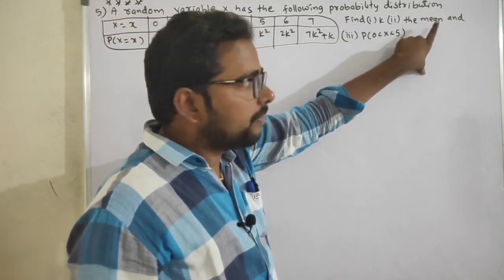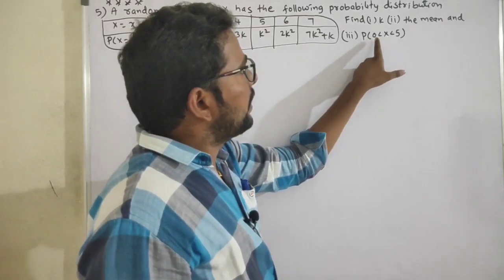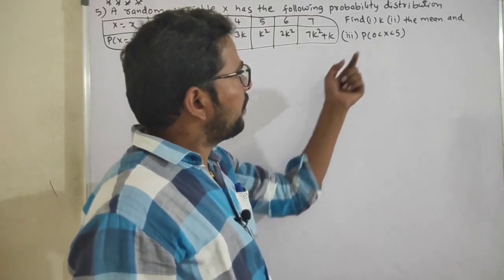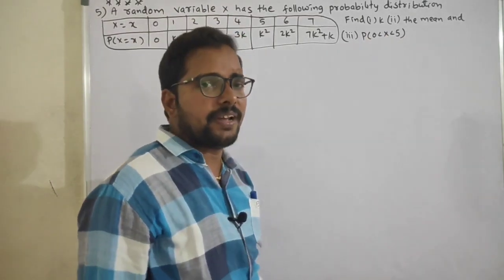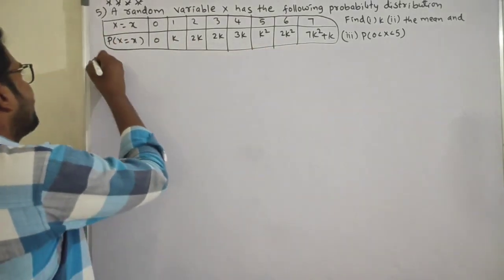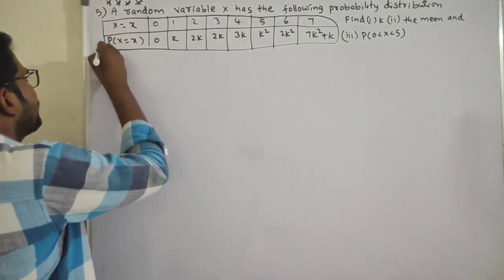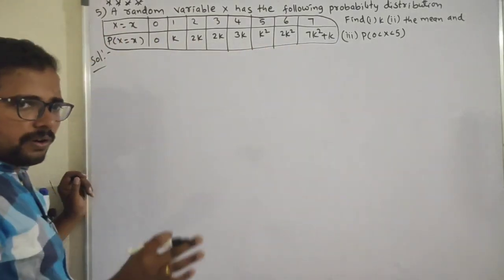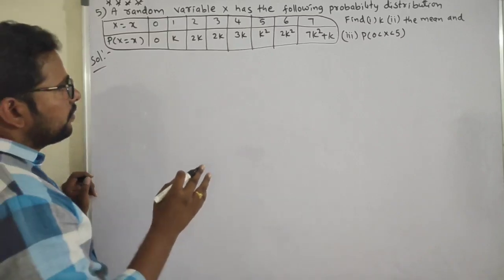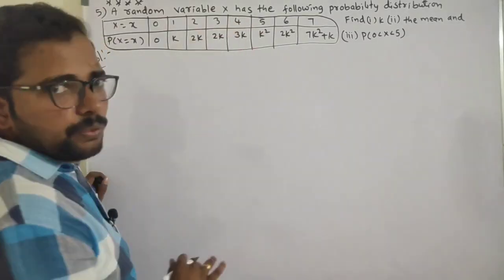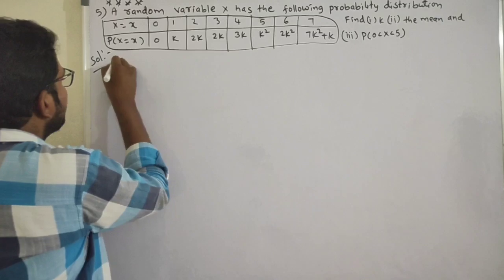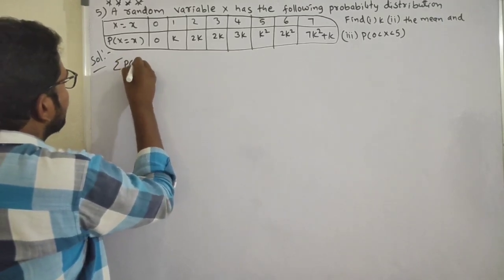We have to find the mean value, and P of 0 less than x less than 5, the probability of 0 less than x less than 5. So first we have to find the k value. We know one condition. What is the condition? The sum of all probabilities of all the outcomes is equal to 1.